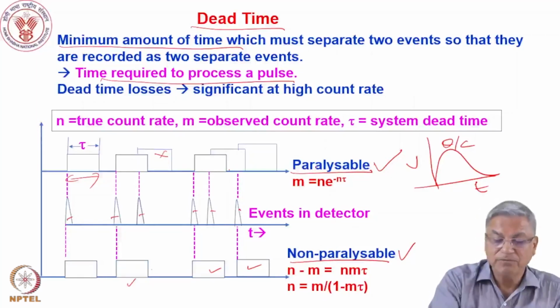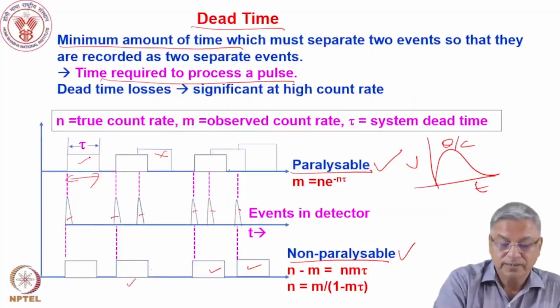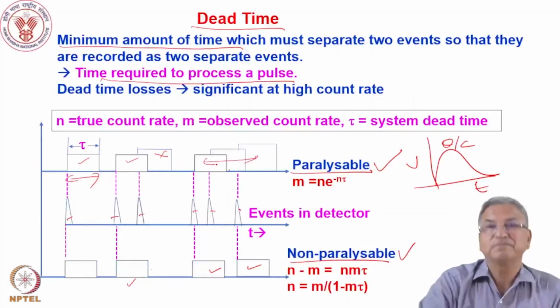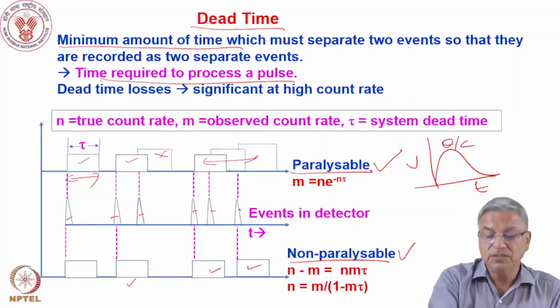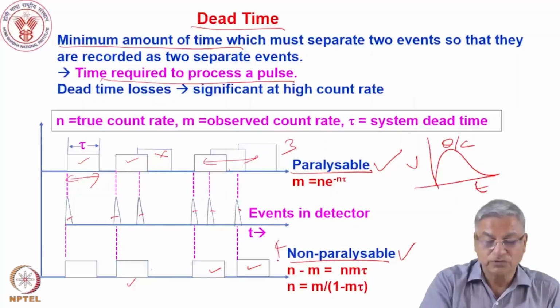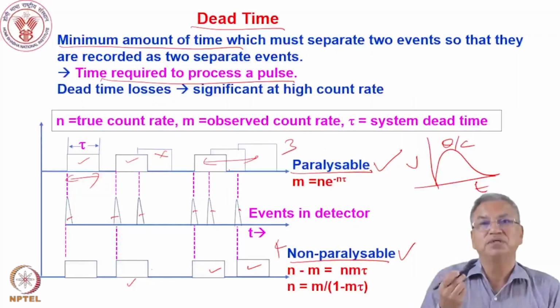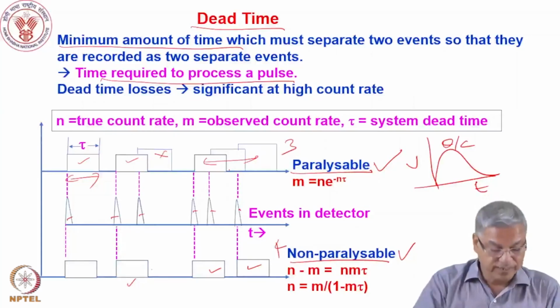Whereas in the parallelizable mode, you get 1 event here. This is again 1 event, and this whole thing is coming as 1 event because it is parallelized. So this detector is seeing this whole thing as 1 event. So you get 3 events, you get 4 events. Actually, there were 6 events. So that is the different meaning of the parallelizable and non-parallelizable mode of dead time.